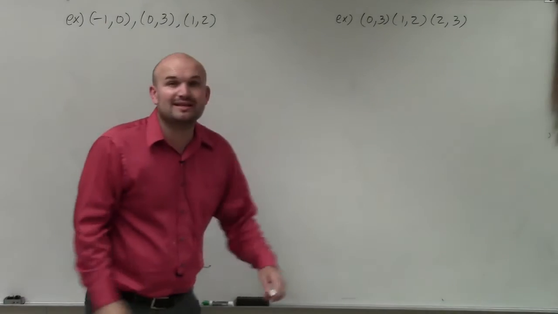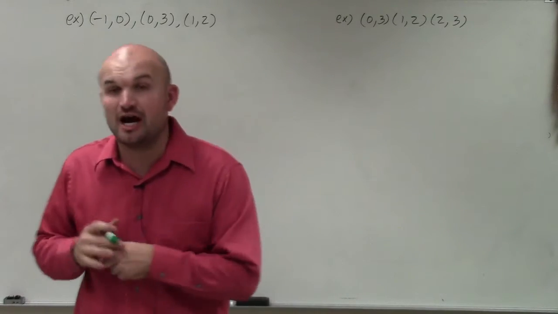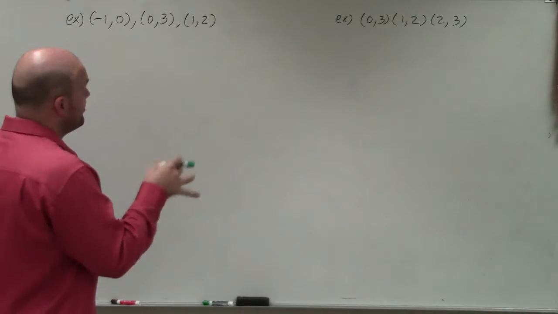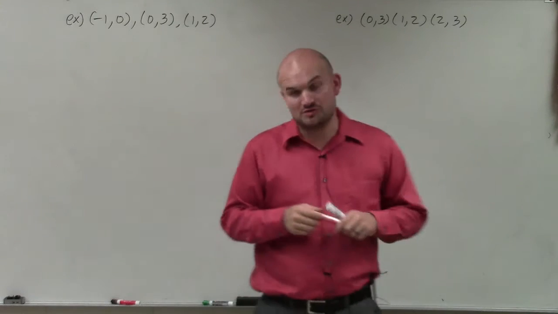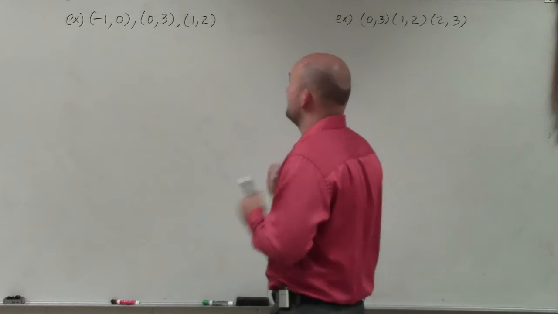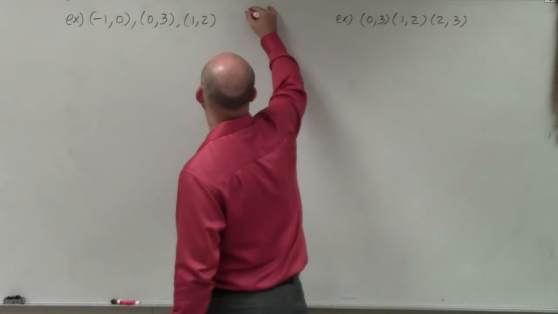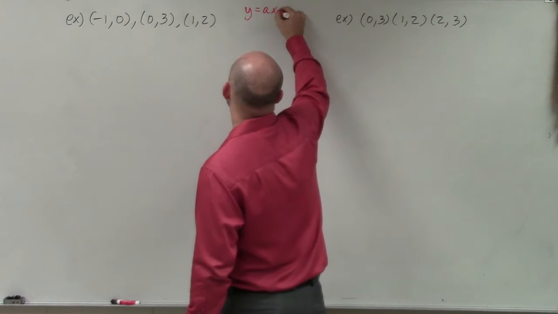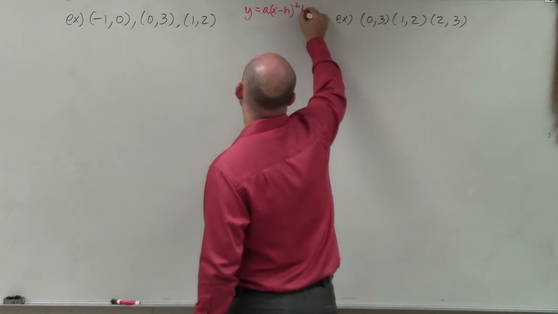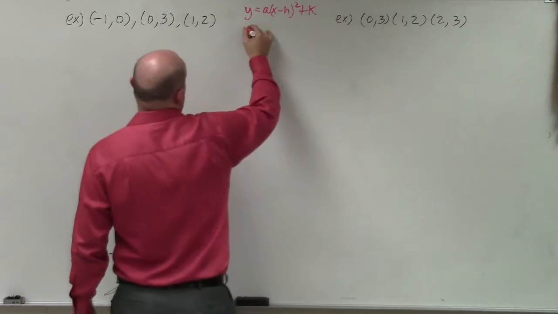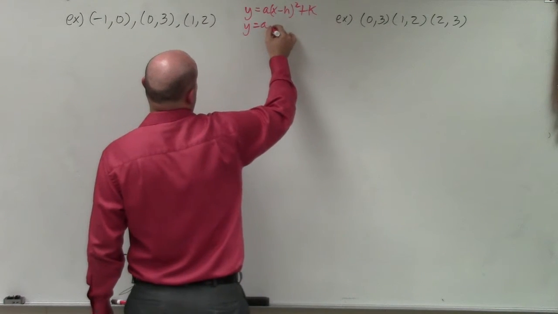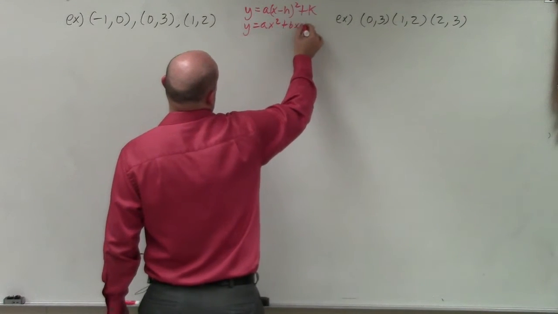Welcome, ladies and gentlemen. What I'd like to do is show you how to write the equation of a parabola when you're given 3 points that the parabola goes through. Before, when we were writing the equation of a parabola, we were using either vertex form or quadratic form: y equals ax squared plus bx plus c.